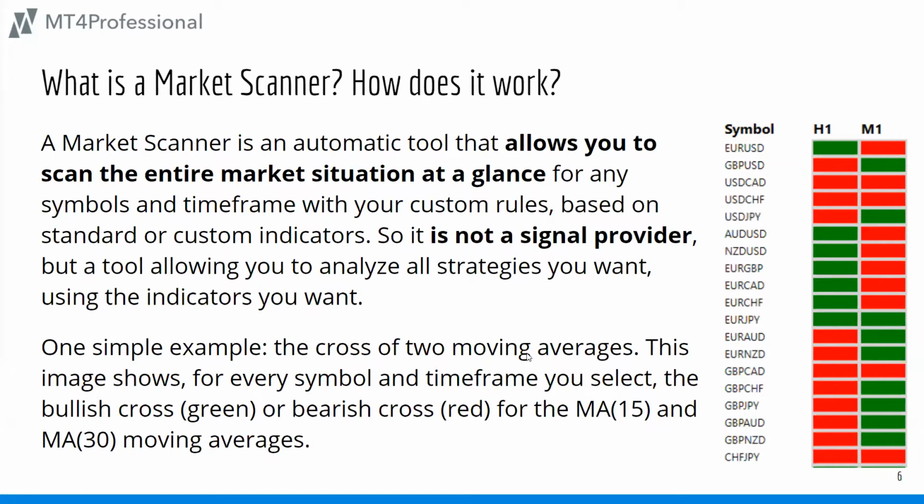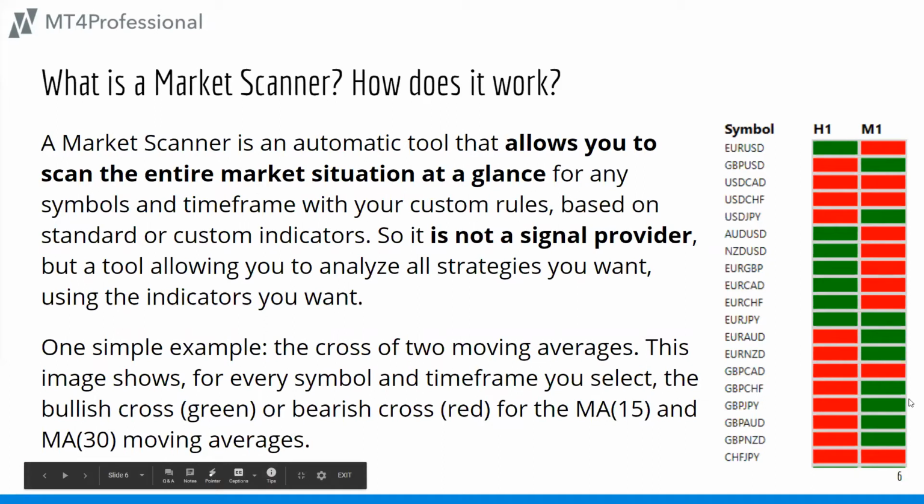The image on the right shows an hourly and a 1 minute chart of a lot of different symbols giving you a red and green output. Okay, so for every symbol and time frame selected, the bullish cross green or bearish cross red will be displayed for a 15 and a 30-minute moving average. So we're looking for the cross of two moving averages to determine whether the box will be colored red or will it be colored green. Obviously, the bullish cross would be green and the bearish cross would be red.